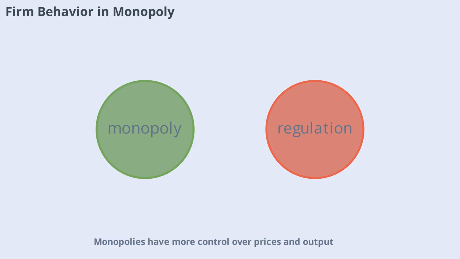Monopolies have more control over prices and output, but they may face less pressure to innovate or reduce costs. Regulators often monitor monopolies to prevent abuse of market power and protect consumer interests.